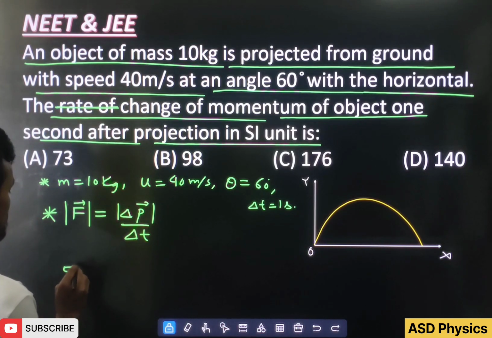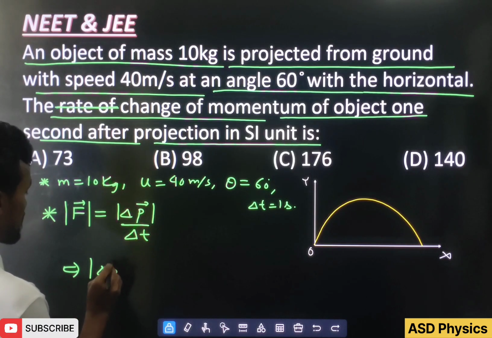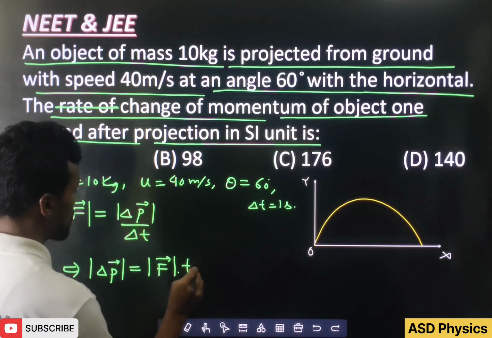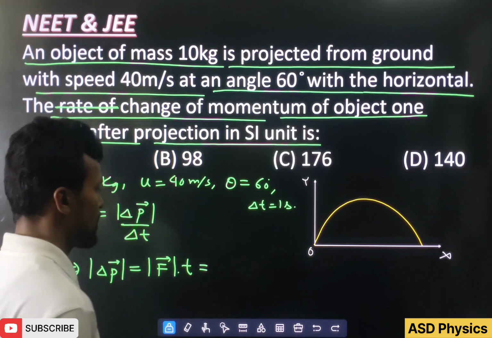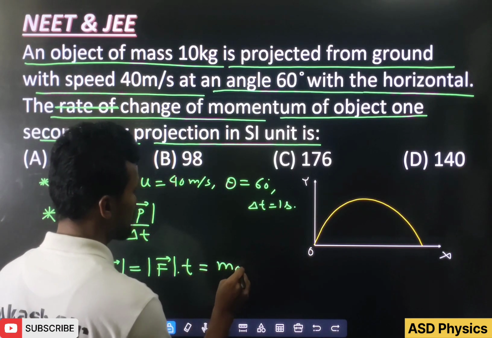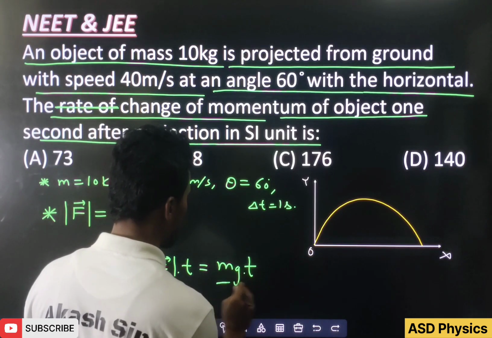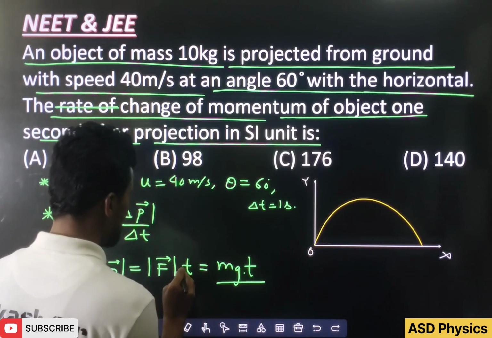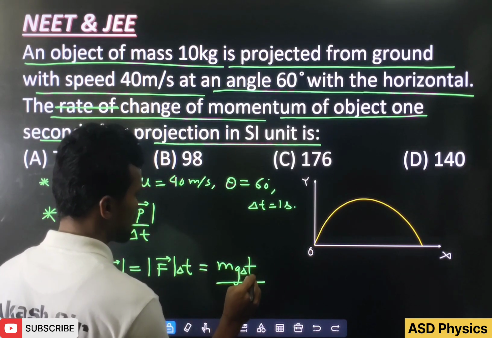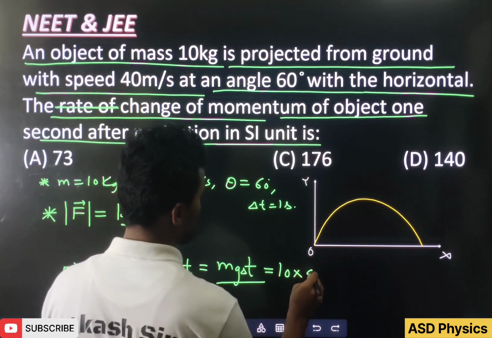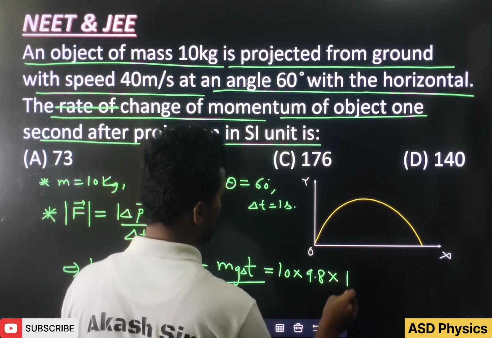there is a shortcut. This change in momentum we can sometimes write as F into T, the magnitude. At all the points, what will act? Weight will act, so mg into T, or more specifically, mg into delta T. Just delta T you have to calculate. So m is given as 10 g, 9.8 times 1 second.